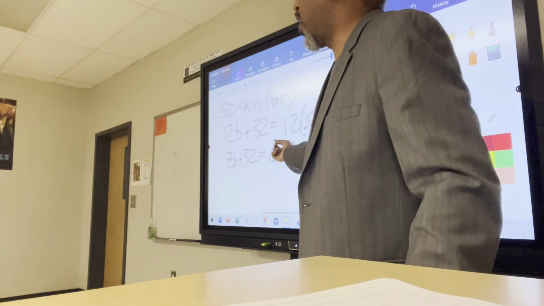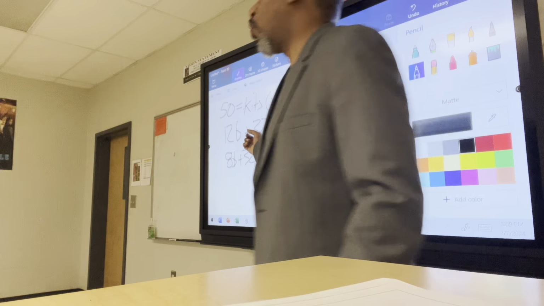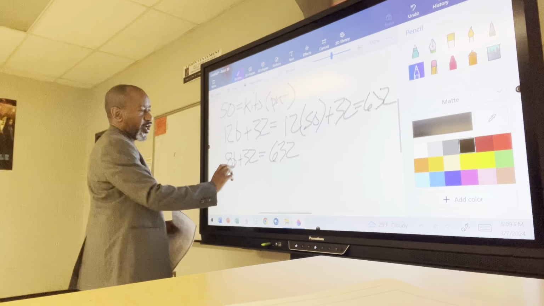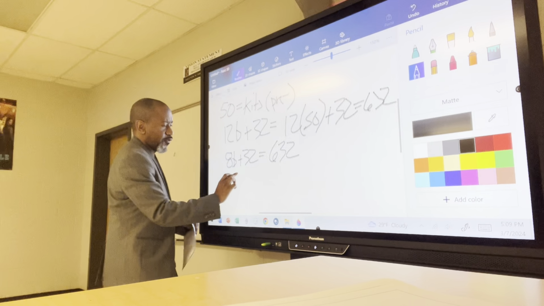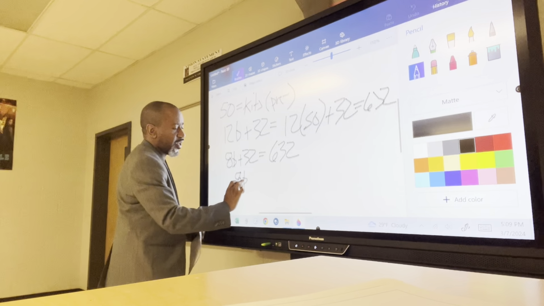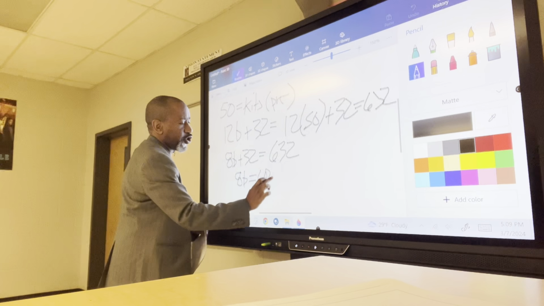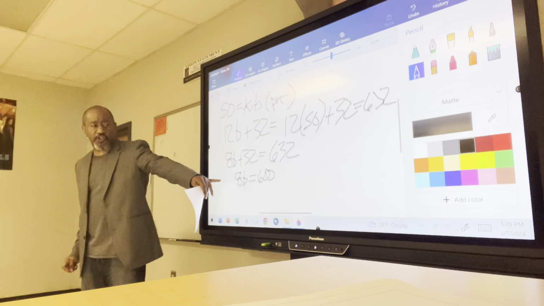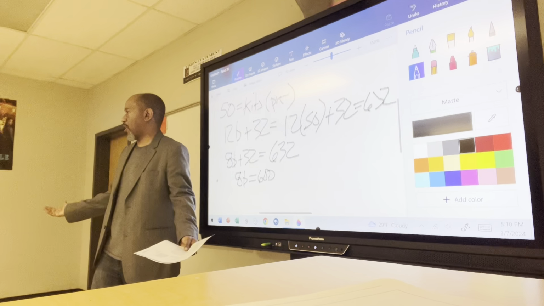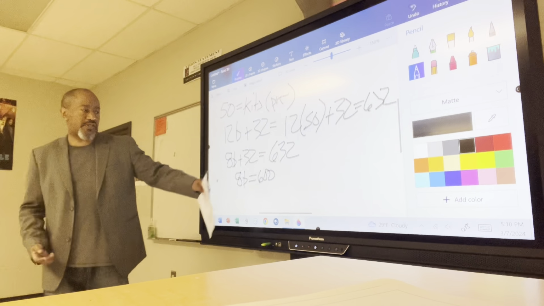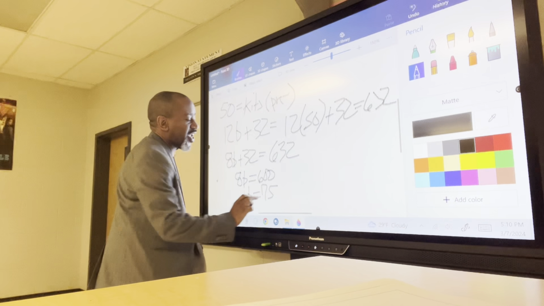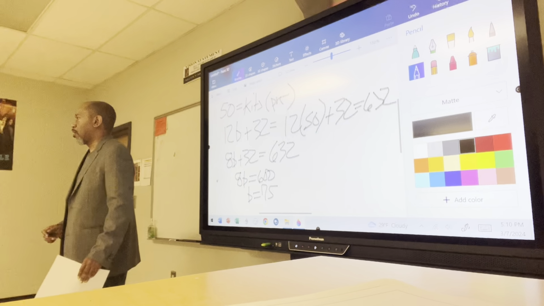Now we've got what? An algebra problem. We subtract what? Remember in algebra, what you do to one side of the equation, you do to the other. So if we subtract 32 from both sides, we have 8b equals 600. And then in order to solve for b, since this is a multiplication problem, what's the opposite of multiplication? Division. So we divide both sides by 8, we get b equals 75. But is this our answer, ladies and gentlemen?